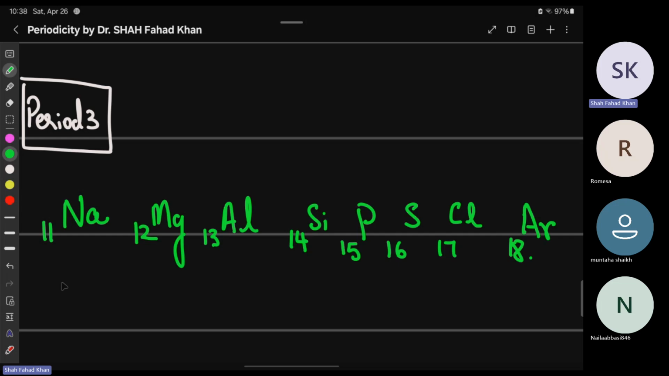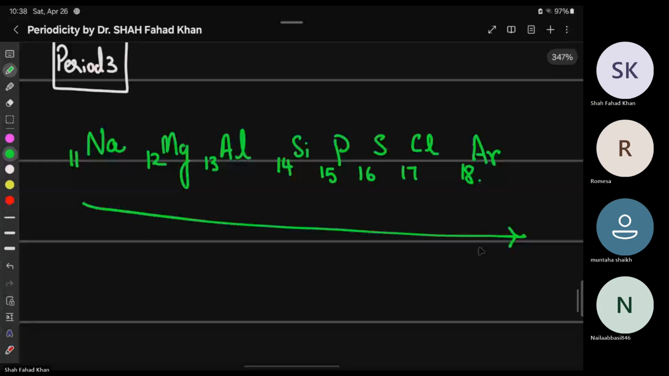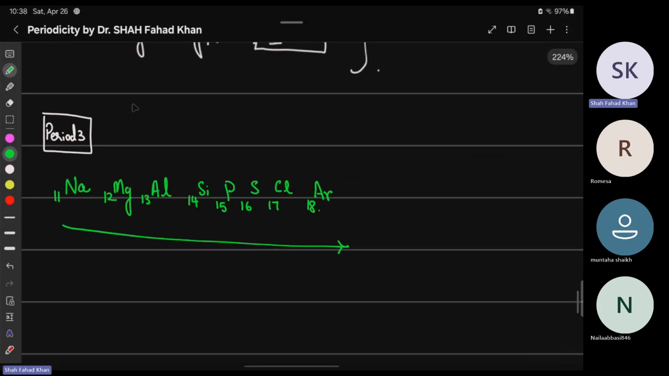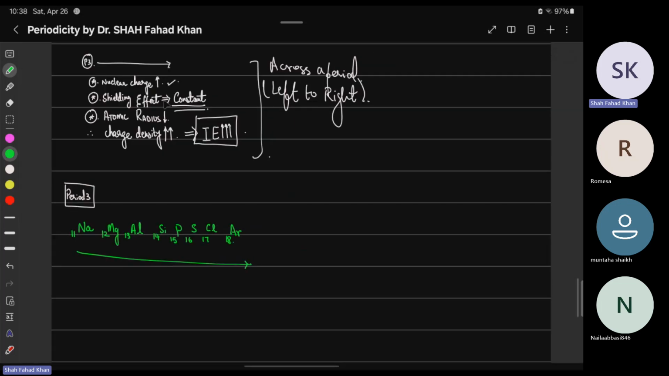Now, as you go across this period from left to right, what happens? Going across the period, all of these factors apply: nuclear charge increases, the shielding effect stays constant, atomic radius decreases, and charge density increases, due to which ionization energy increases going across the period.